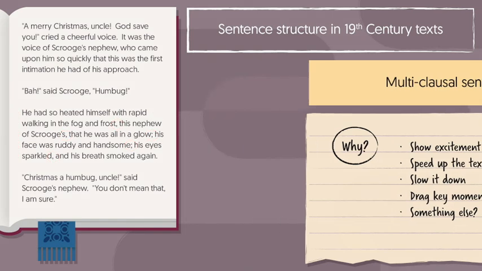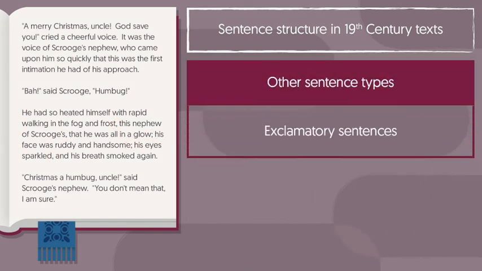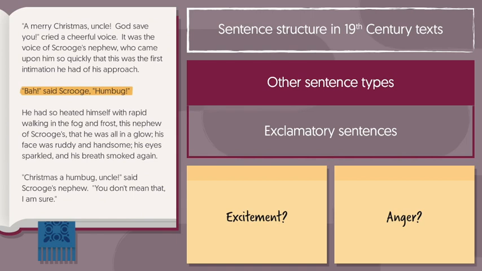It might be worthwhile looking at other sentence types in the extract, such as exclamatory sentences, to see if that gives you a clue. Exclamation marks could show excitement or anger, for example. OK, we'll leave it there.